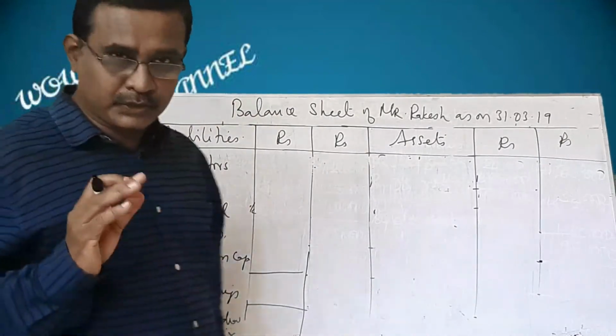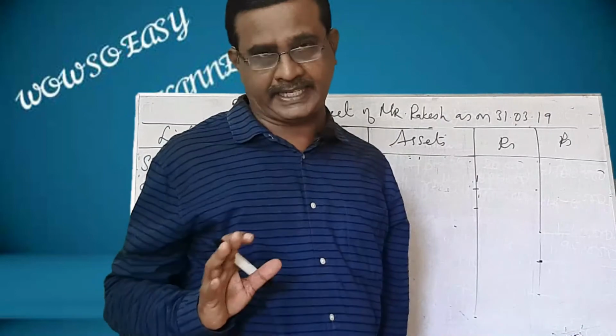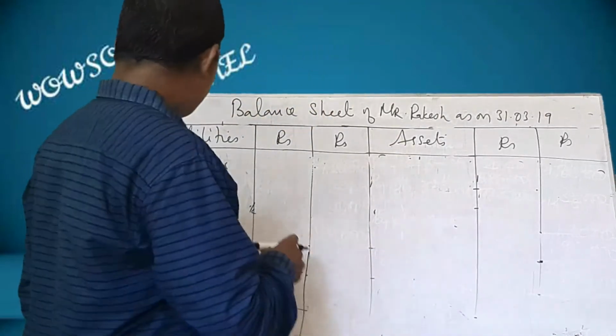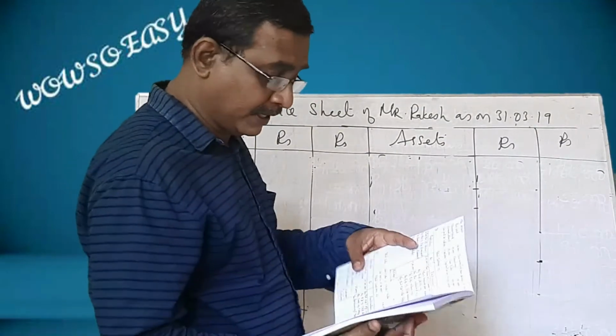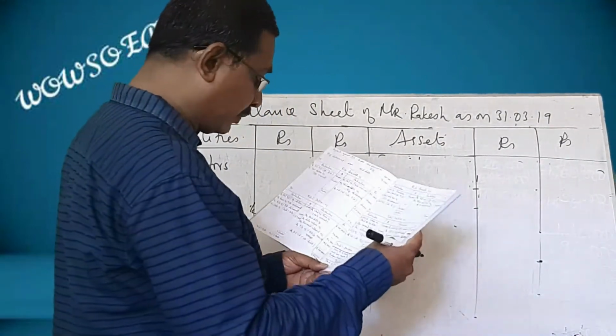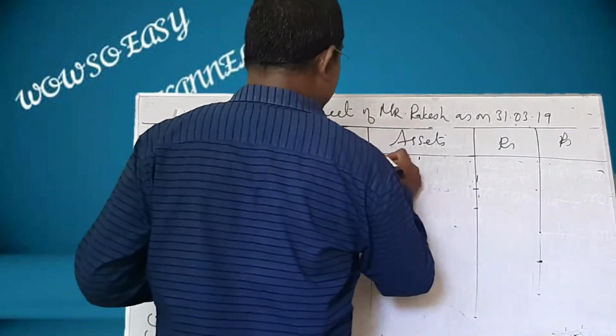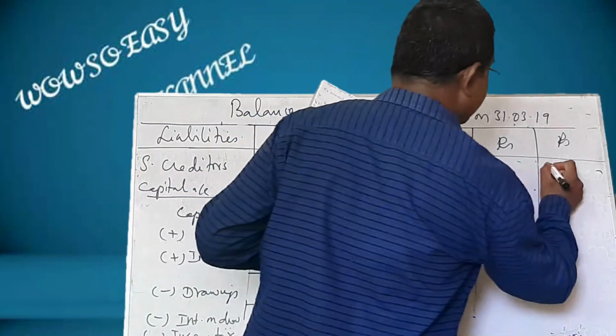I advise students to first prepare asset side. Normally, that will be correct. And you may make mistakes here. So, first prepare assets side. Then, what are the assets given? See, take the closing balances alone. Stock of goods, that is closing stock. What is the amount given? 1,60,000.